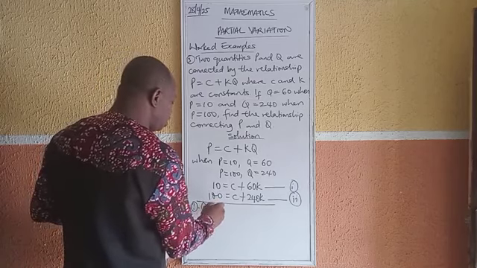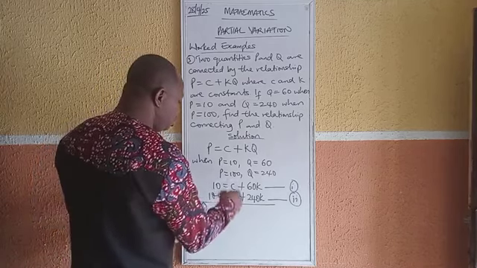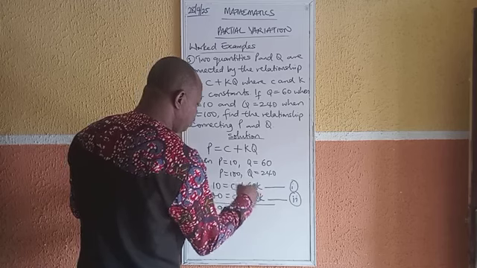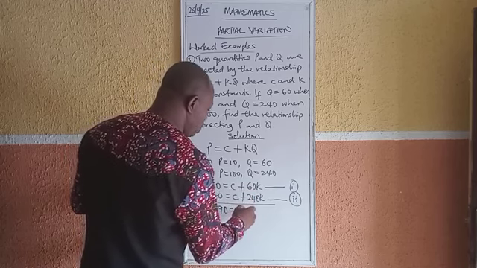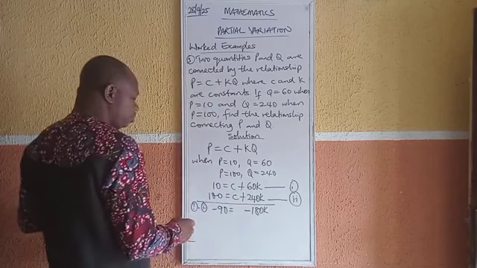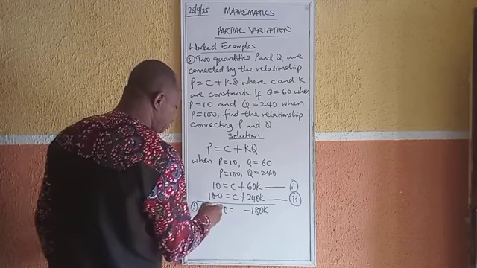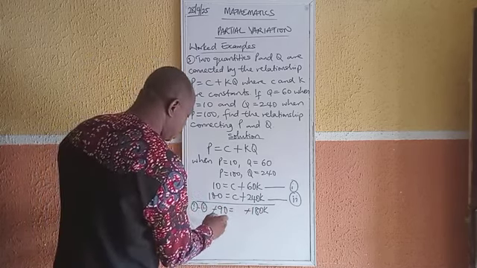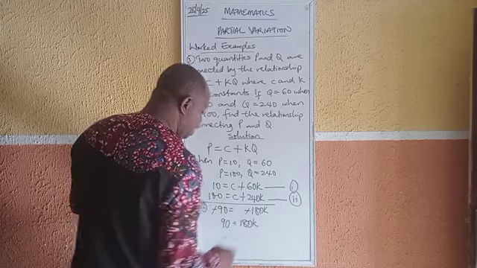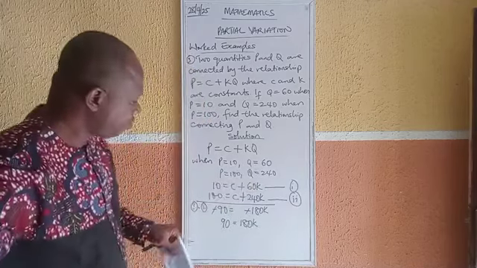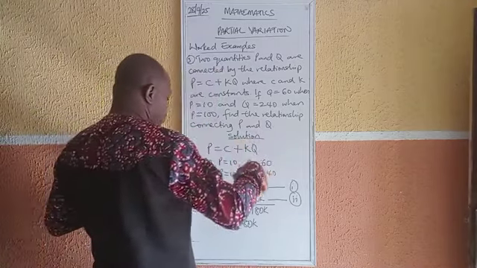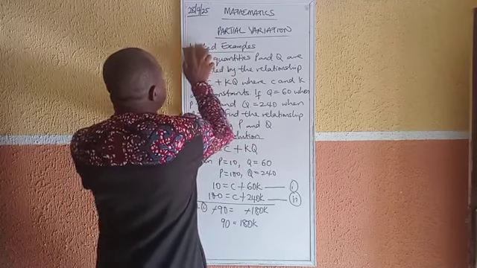10 minus 100, that's minus 90. C minus C goes naturally. We have 60 minus 240, that will be minus 180K. The left hand side is equal to the right hand side. So we take minus, leaving 90 equals 180K. Now let's use 180 to divide both sides so that we can look for the value of K.